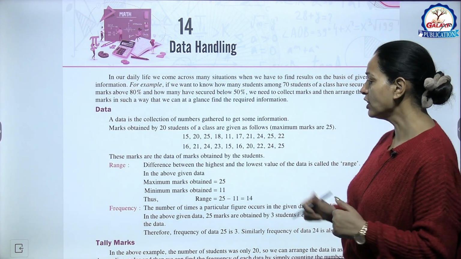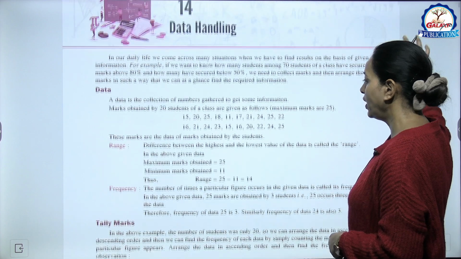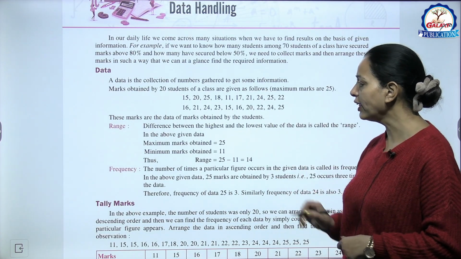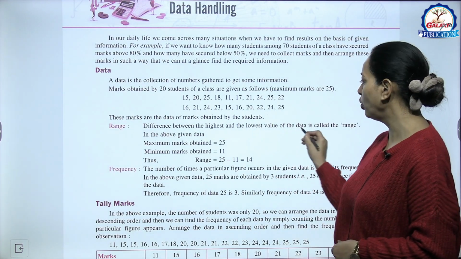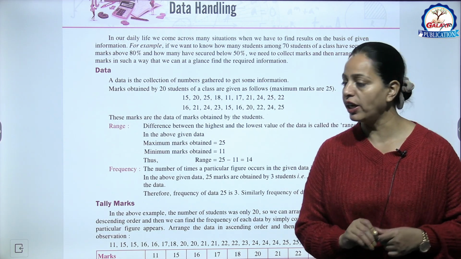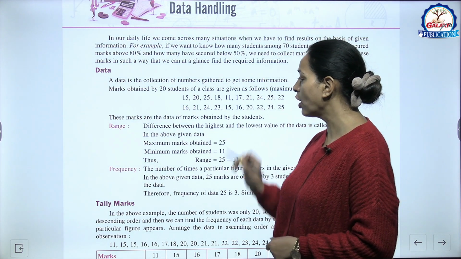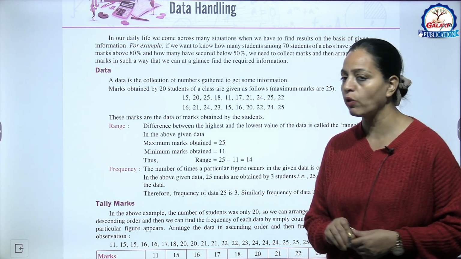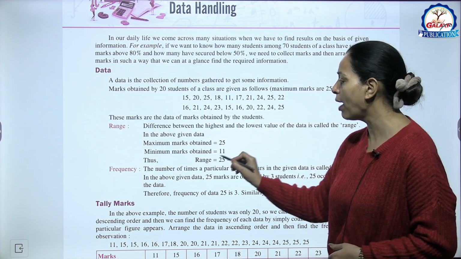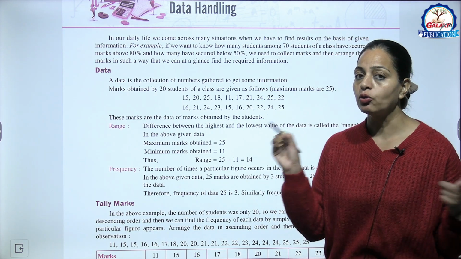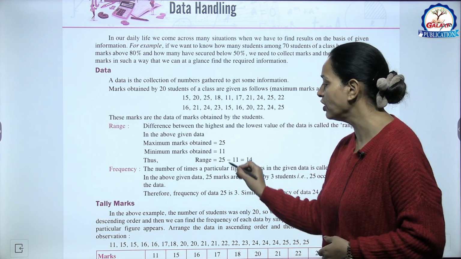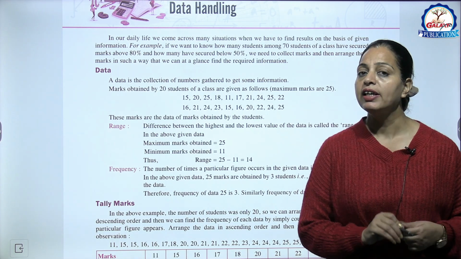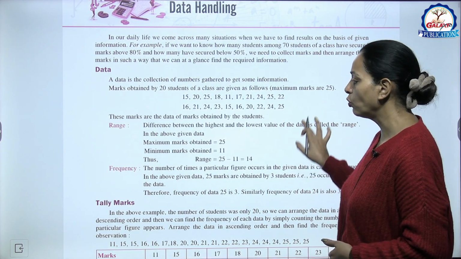Okay. Now the next we are talking about range. Difference between the highest and the lowest value of the data is called the range. In the above given data we can see what is the maximum marks obtained, that is 25, and the minimum marks, that is 11. So their difference, that is the range, 25 minus 11, that is equal to 14.